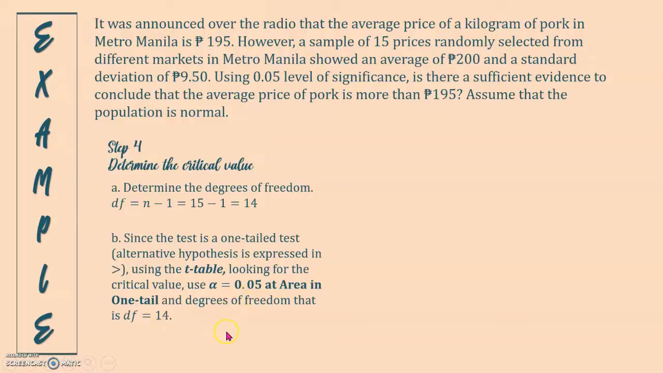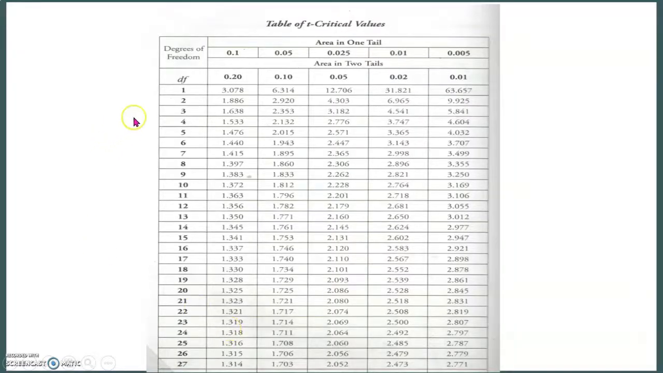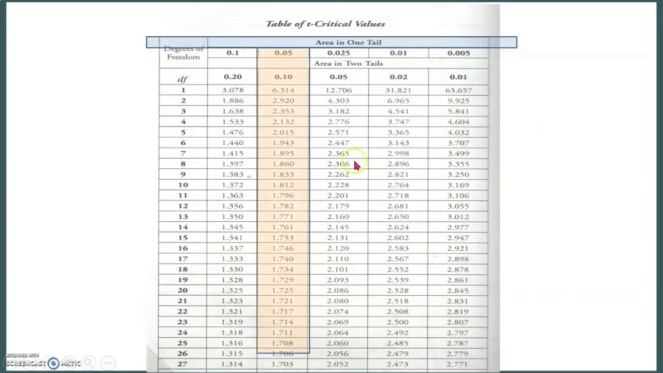So to show, we have here our table of t critical values. Again, our test is a one-tailed test, so we will use the area in one tail. And our alpha is 0.05, so we will use this column. Since our df is 14, finding the intersection, we have 1.761. So 1.761 will be our basis for the critical value.